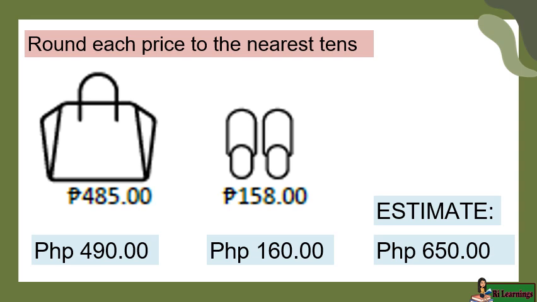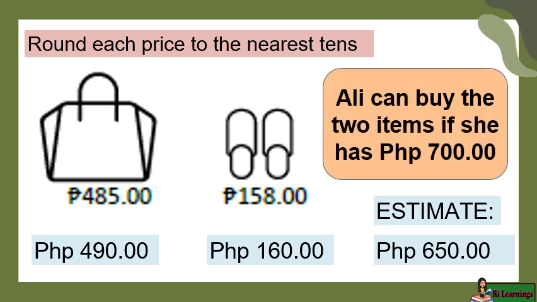Round each price to the nearest tens. 485 will be rounded up to 490 pesos. 158 will be rounded up to 160 pesos. Estimates. 490 plus 160 equals 650 pesos. Marie can buy the two items if she has 700 pesos.